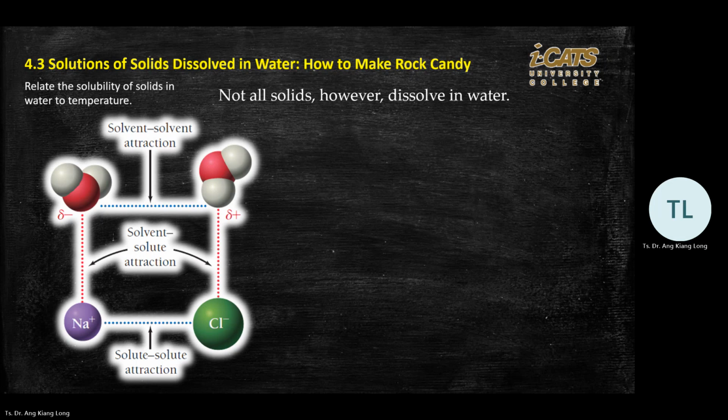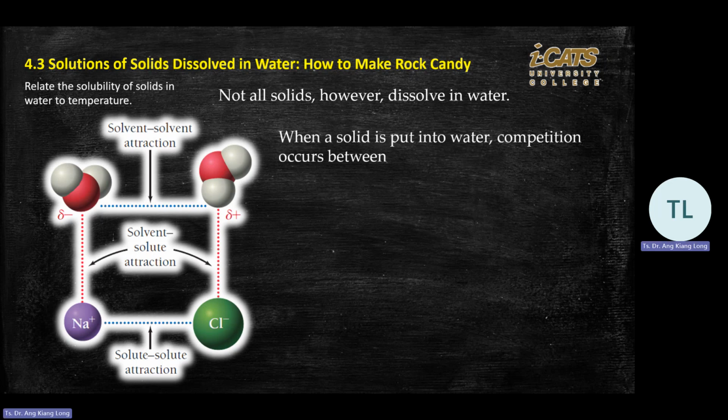Right? So there are three types of attraction. Solvent to solvent attraction, which is on the solvent dimension. Solute to solute is on the solid dimension. Okay, one is solute, one is solvent. There's an interaction between solvent and solute, which is the red line.